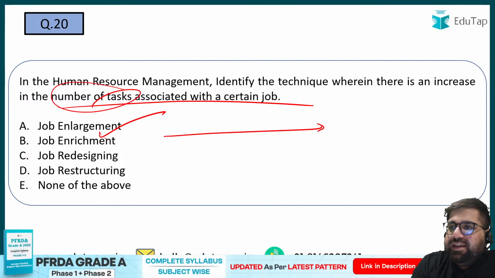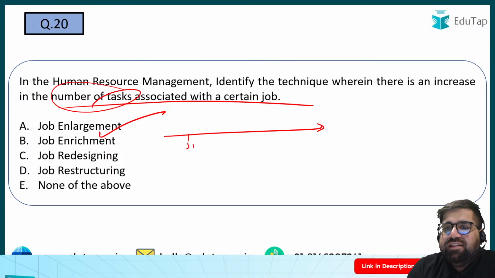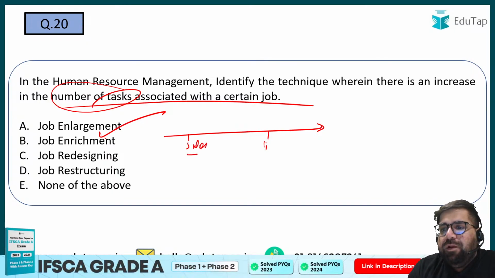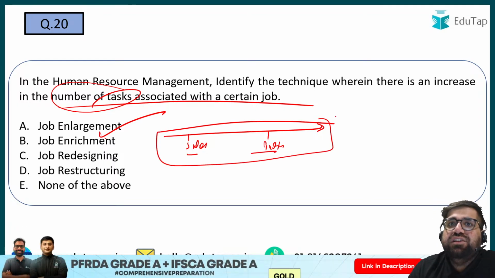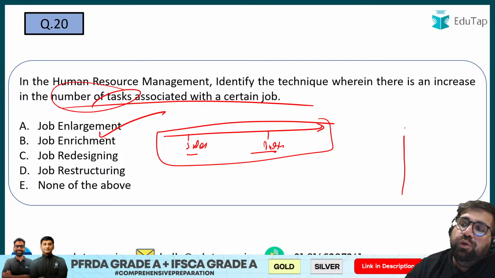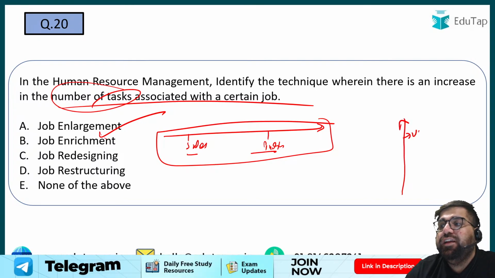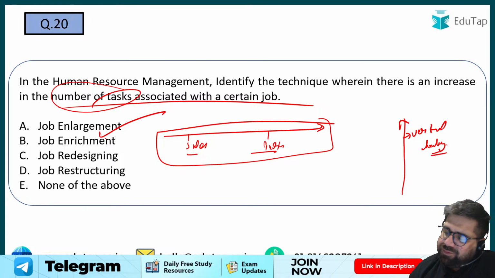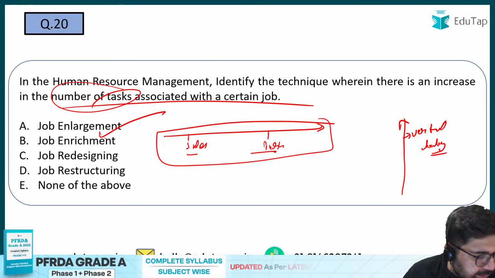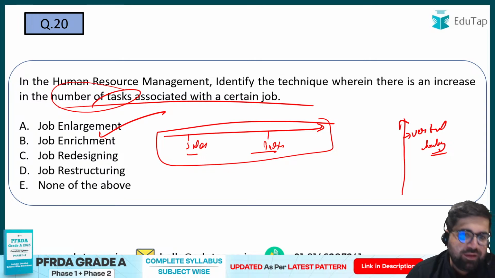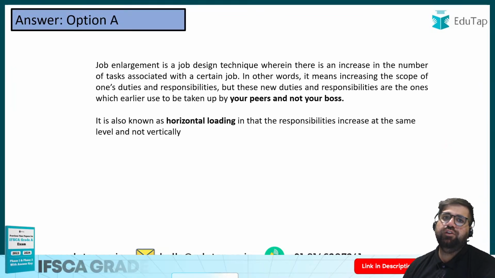Job enlargement basically is horizontal. You are working in the sales department. Now the people want you to work in purchase also. So this is a classic example of job enlargement. What is job enrichment? You move up the ladder. So this is known as vertical loading. Okay, so there are multiple concepts which I can explain to you, but the time is limited and we are revising over here. The correct answer of question number 20 is option number A.